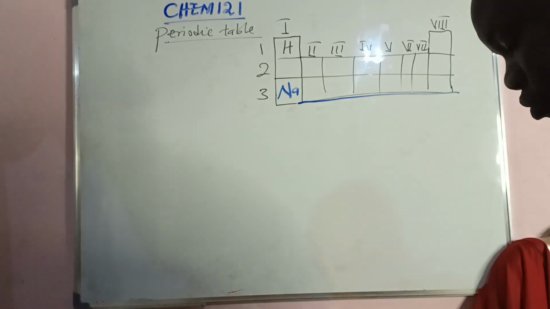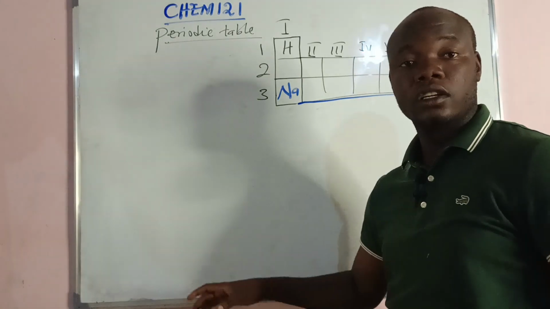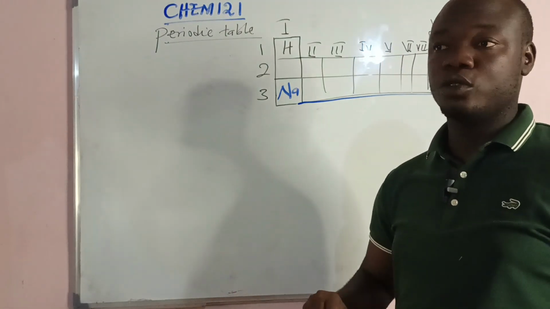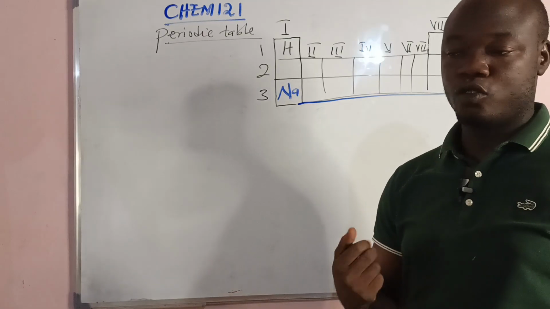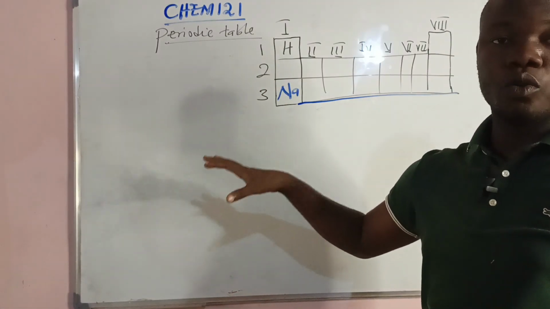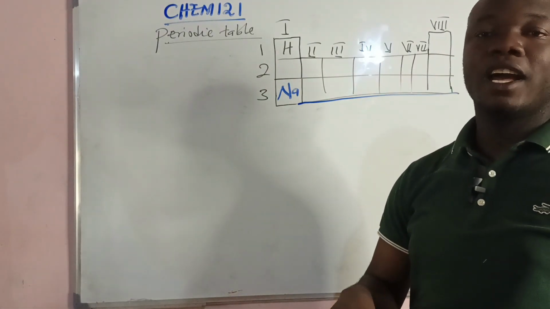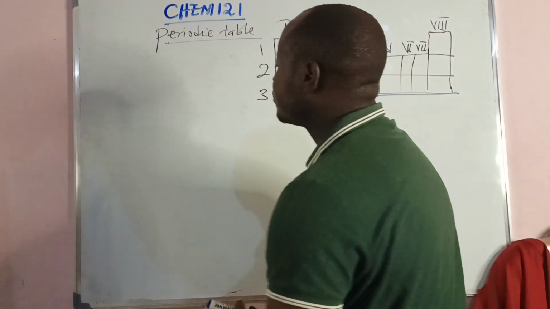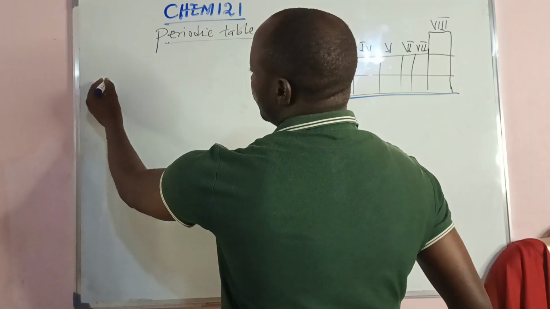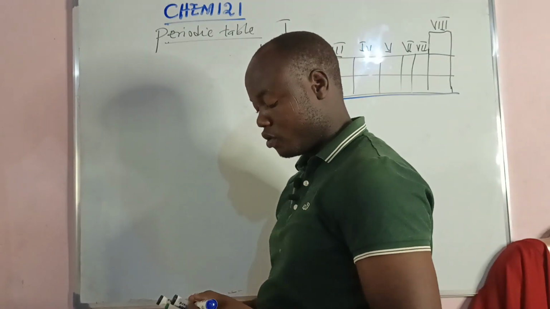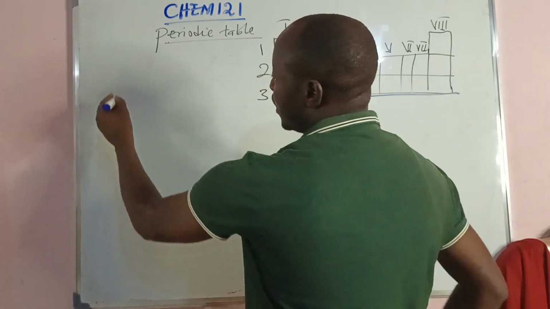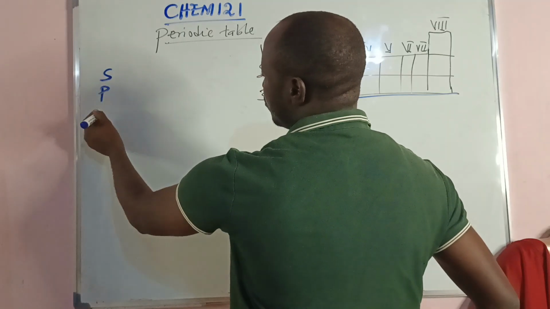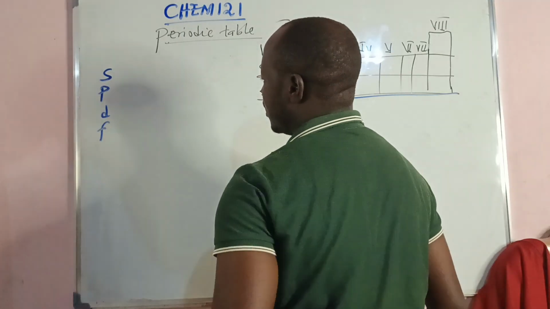Okay, so ladies and gentlemen, let's see how we are going to use SPDF orbitals to demonstrate the group and the period to which an element belongs. We know that we have so many orbitals. We have S orbital, we have P orbital, we have D and F orbital.